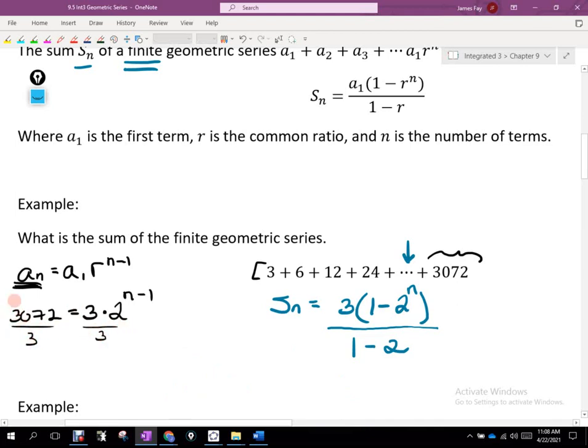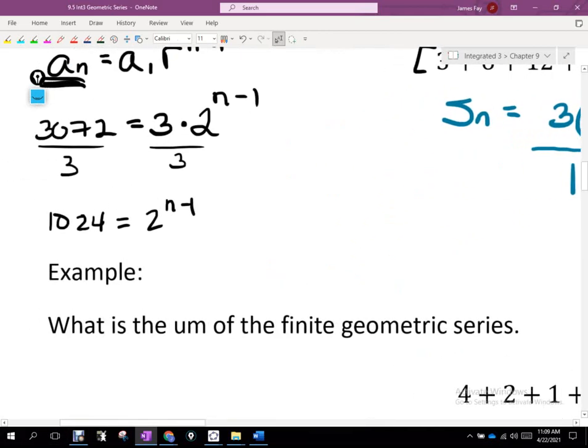What's 3072 divided by 3? 1024. So 1024 equals 2 to the n minus 1. A couple different ways we can do this. Anybody remember how to solve an exponential equation? Do we remember how to solve this exponential equation?